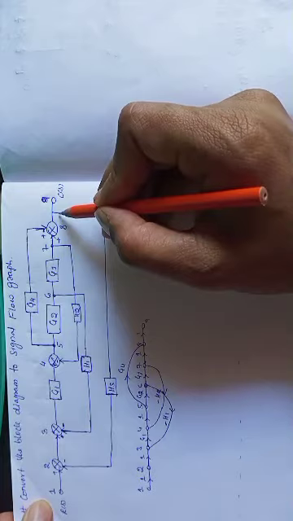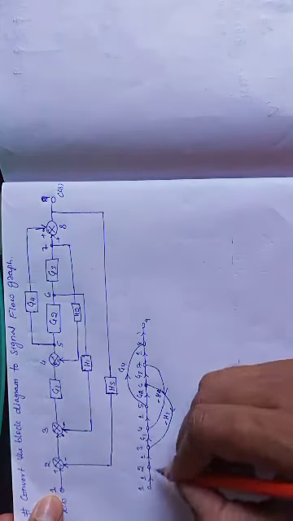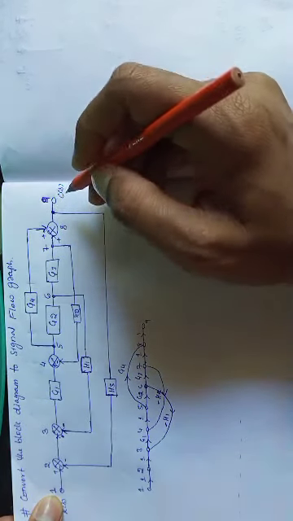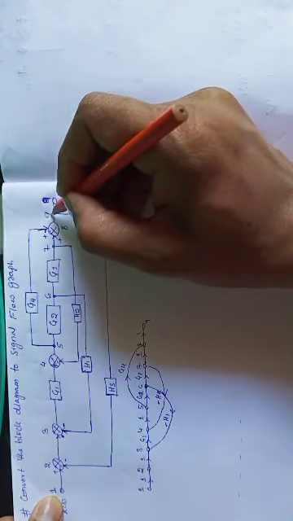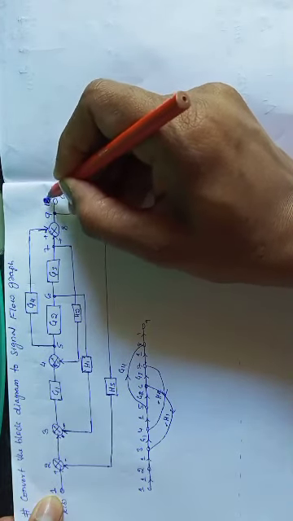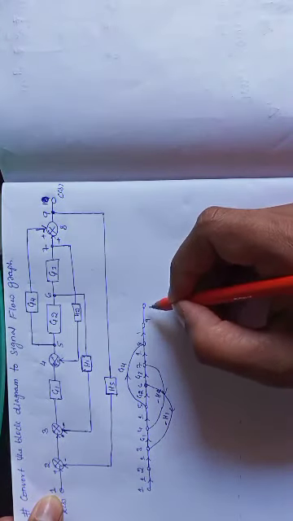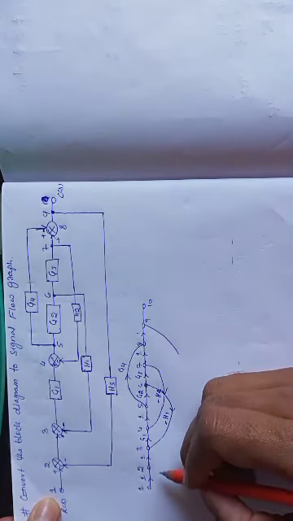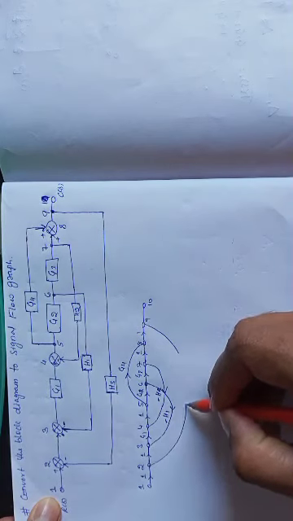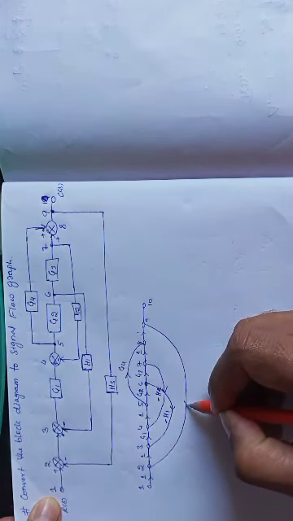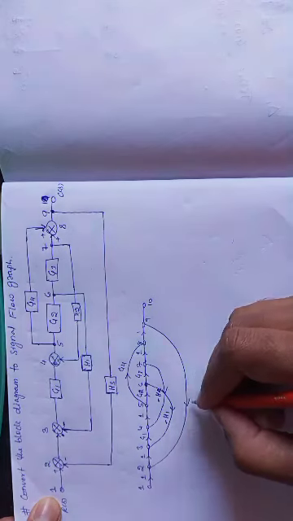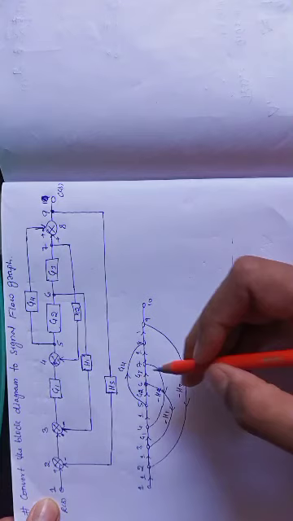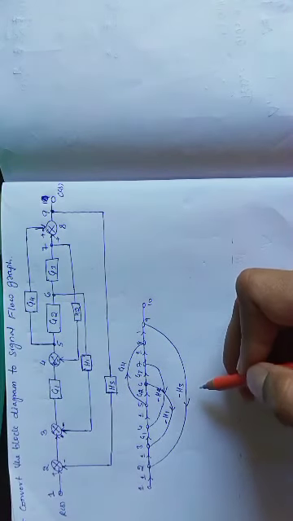Now finally the unity feedback. I missed one more point, this is 9, this is 10, from 9 to 2 unity feedback, that is of minus H3 is the block. This is our signal flow graph.